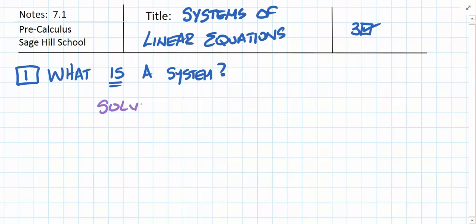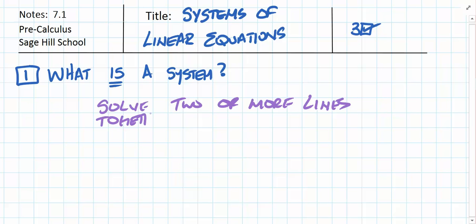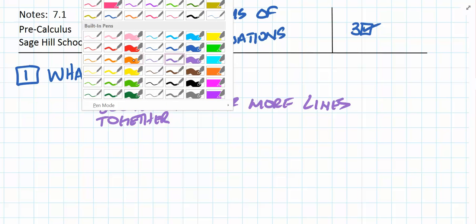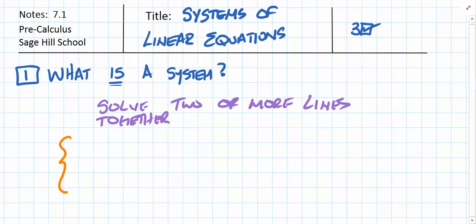It's when we solve two or more lines together at the same time. Okay? So, what's an example? Well, here's an example, right? You're always going to know you're dealing with a system because they're going to give you these brackets here. Okay? And since we're dealing with lines, every system in this section has to be some form of a line, whether the general form or slope-intercept form. It has to be some form of a line.